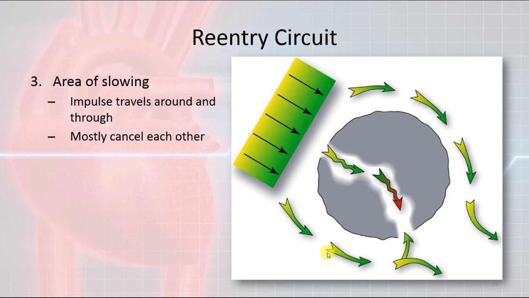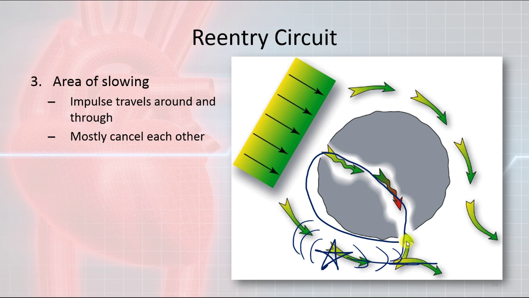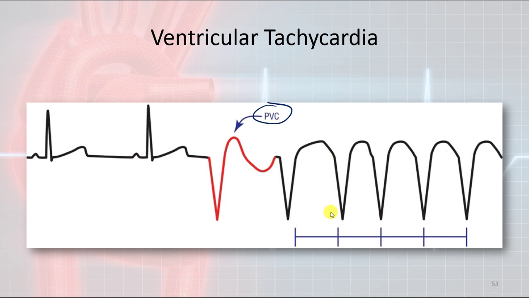How that would occur is if you had a PVC that occurred right here, the signal would travel down this area. It would also travel up this area as well, but it would travel down this area, go through this tube, and then it could very easily start a circus re-entry problem right here, causing somebody from that PVC to go into that ventricular tachycardia.